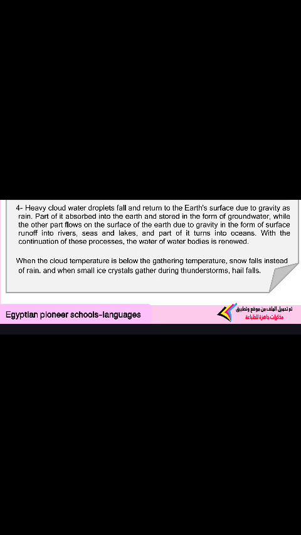The first factor is solar heat, or solar energy. The second one is gravity. Part of the water is absorbed into the earth and stored in the form of groundwater, while the other part flows over the surface of the earth due to gravity, which is known as runoff. And finally, it all collects together in the same water body it came from, and that is the reason the water bodies are still renewed.